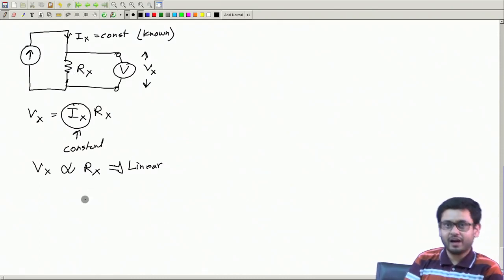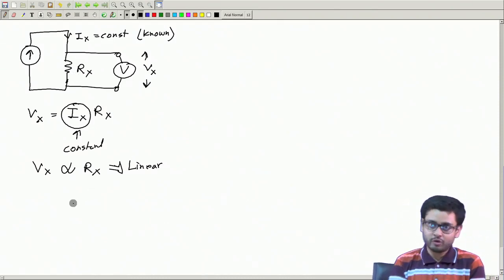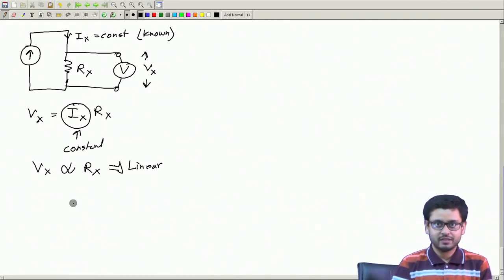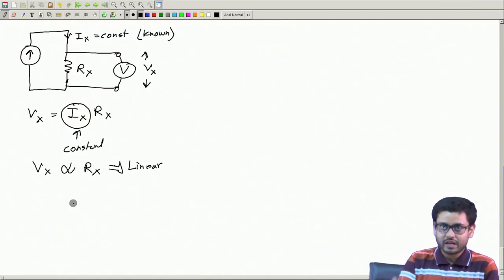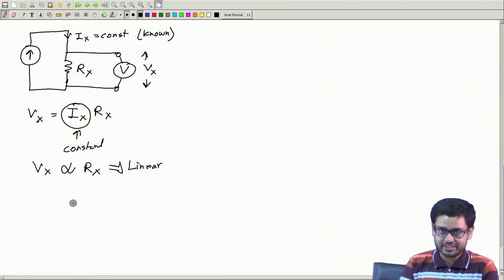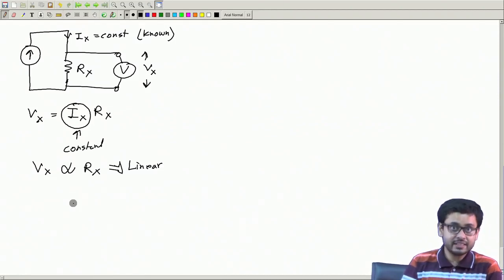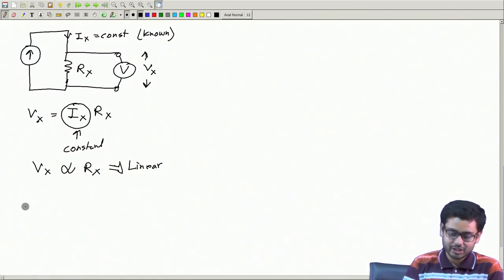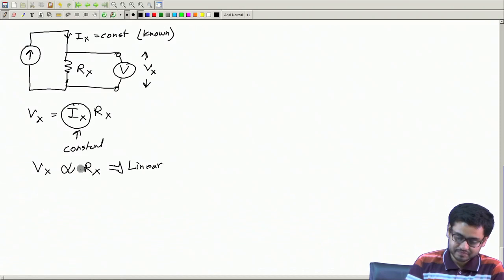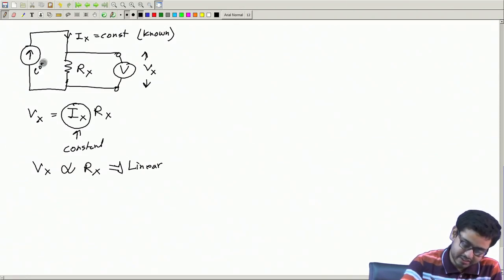So we need a constant current source, but you know constant current sources are not available in nature, I mean practically available. They are realized using electronic circuits. So let us realize a constant current source.